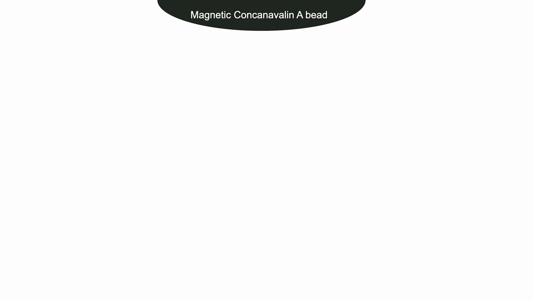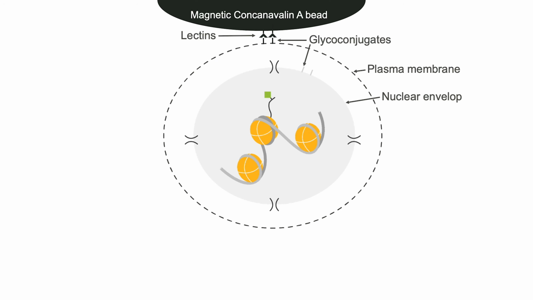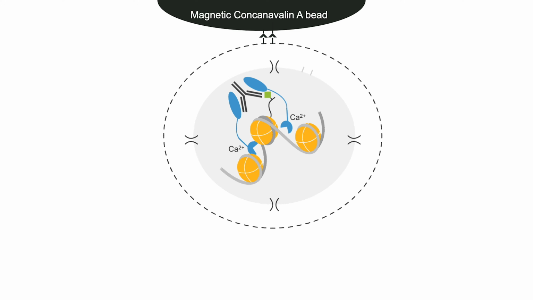Cut-and-run stands for cleavage under targets and release using nuclease. Concanavalin A or Con-A beads coated with lectin proteins are used to bind the glycoconjugates found on the membranes of cells or nuclei. The membrane is permeabilized and chromatin is flagged with antibodies for the target of interest, in this case to a histone PTM. Next, protein AG micrococcal nuclease, also known as PAG eminase, is added, which binds to antibody-bound chromatin. The addition of calcium chloride activates the enzyme's cleavage of the target complex, which is then able to diffuse out of the cell.